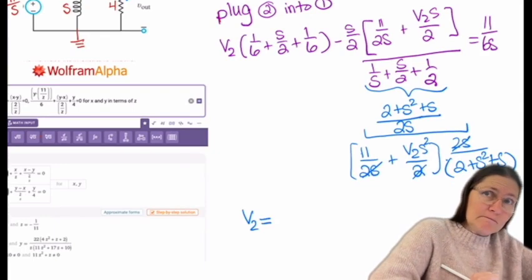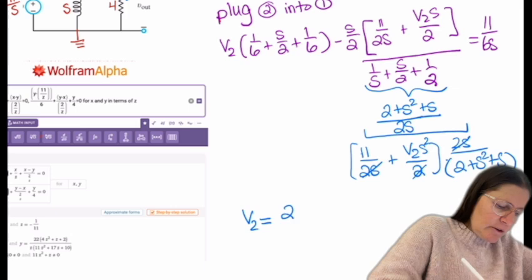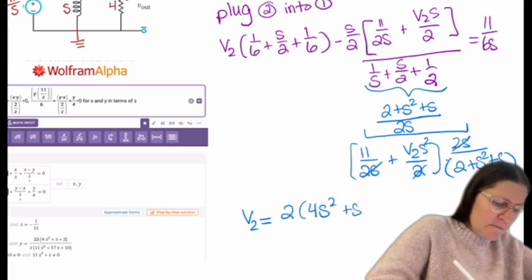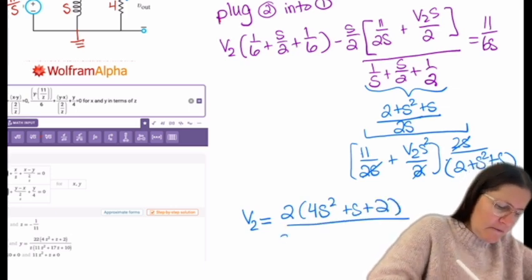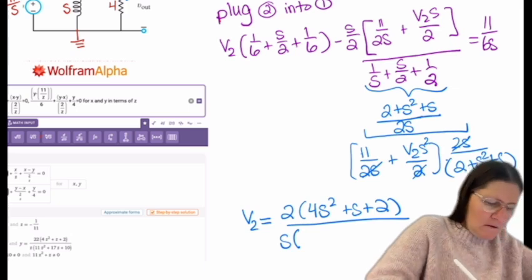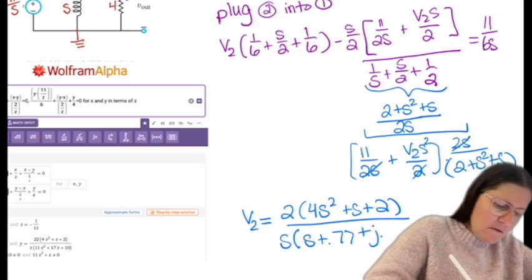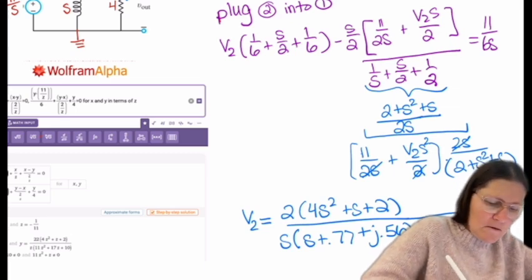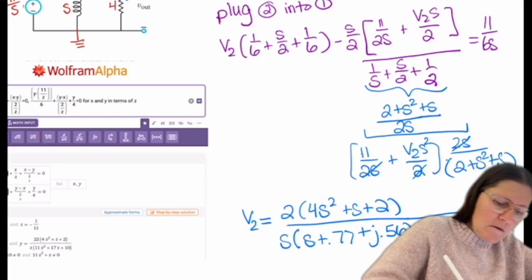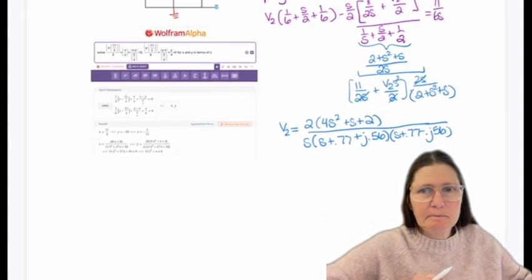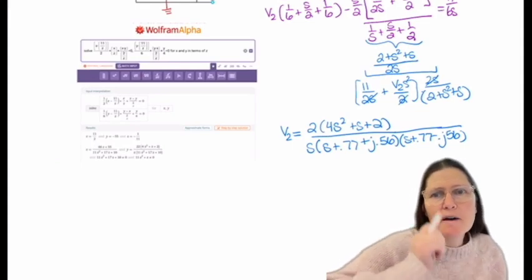Where'd I lose you? No. Oh, you found it. Okay. So this then can be reduced down to this form. So that's going to be the factored form of that.